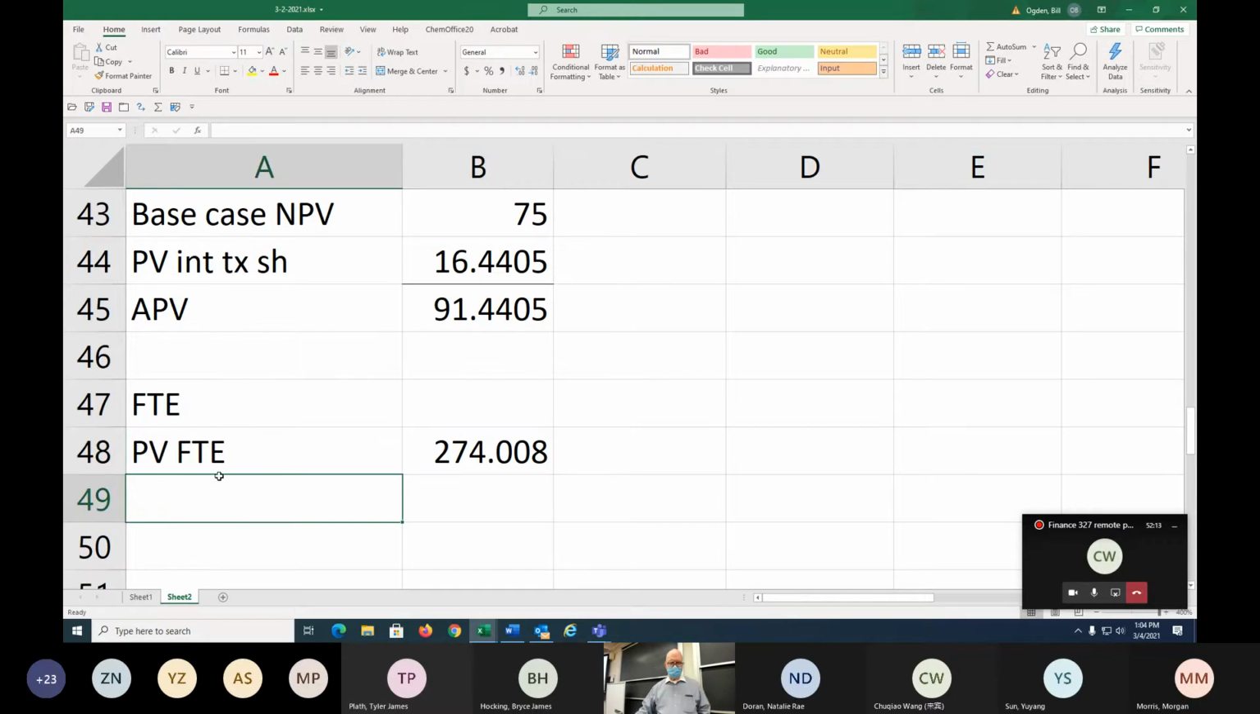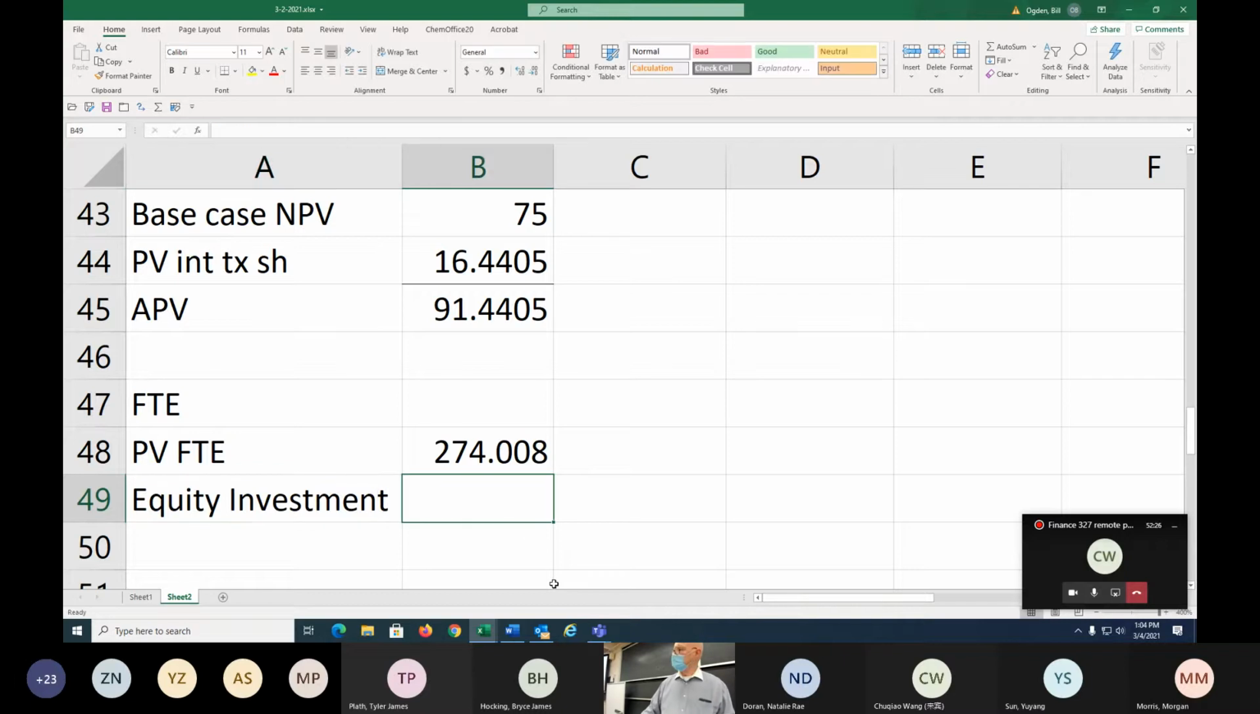Okay, now what's the equity investment on this one? What's the equity investment? Remember how to do that? You get a drink of water. You haven't done it by the time we get back.